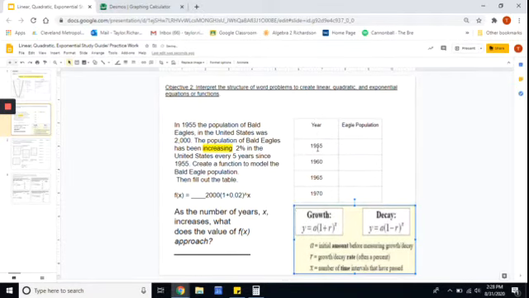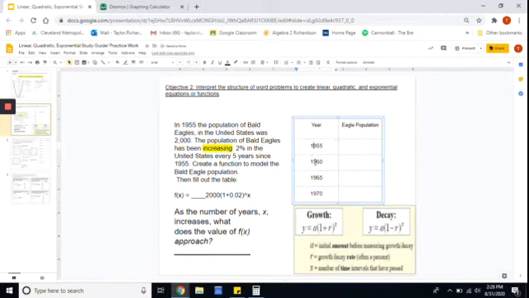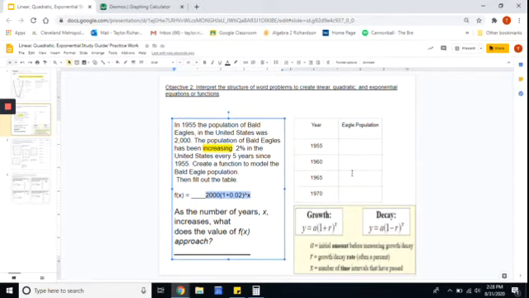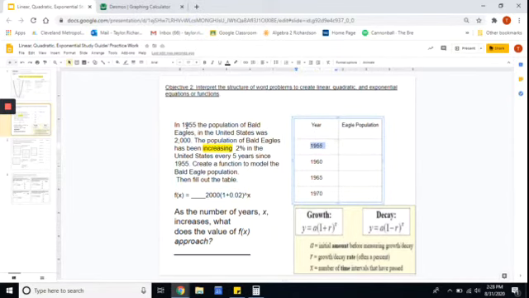All right, now I need to fill out this table. So it's saying here are the years 1955, 1960, 65, 70. What were the populations for each of these years? And I'm going to use this equation to help me know the population. I already know what the population in 1955 was because the problem says in 1955 the population was what? 2,000. So I'm just going to put that in there already, 2,000.